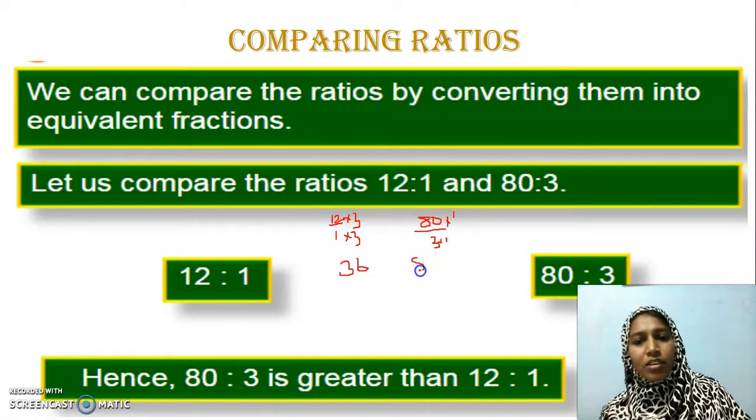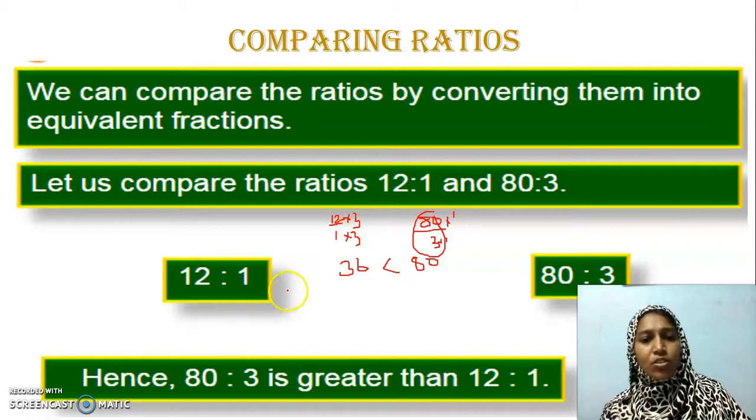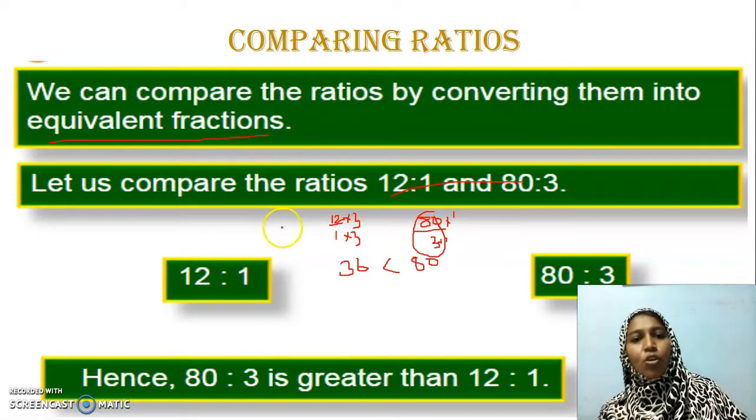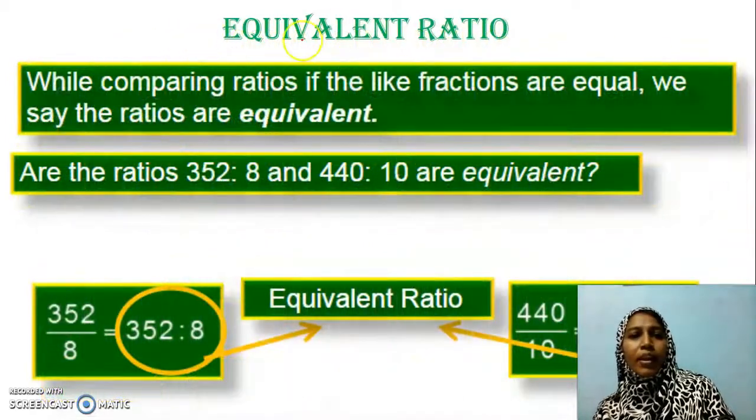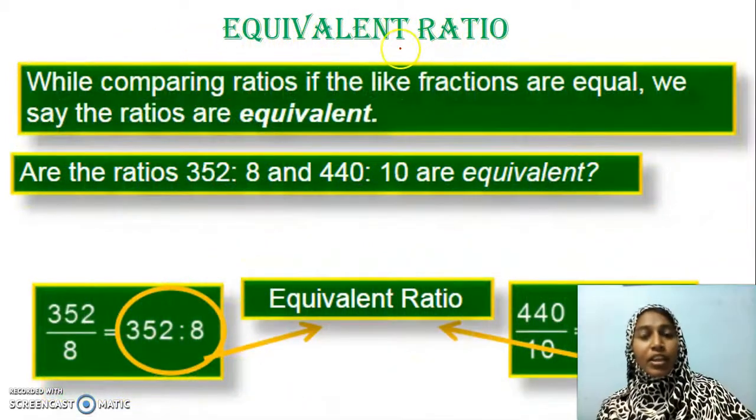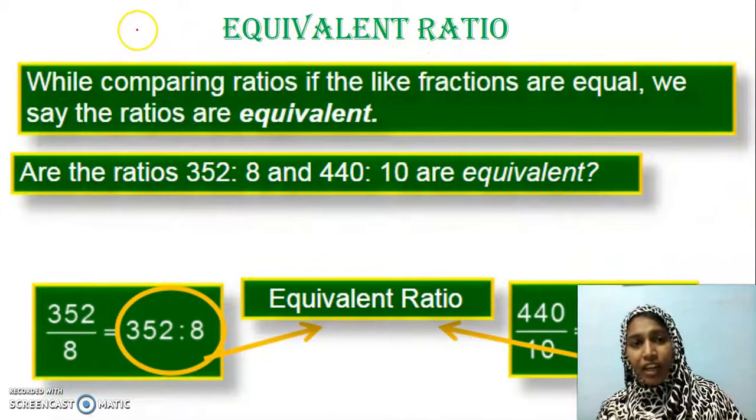So 80. So which is greater? 80 is greater compared with 36. So this ratio 80:3 is greater than 12:1. So I have compared two ratios by converting them into equivalent fractions. Hope it is clear, children. Now see what is equivalent ratio, that is equivalent fraction.